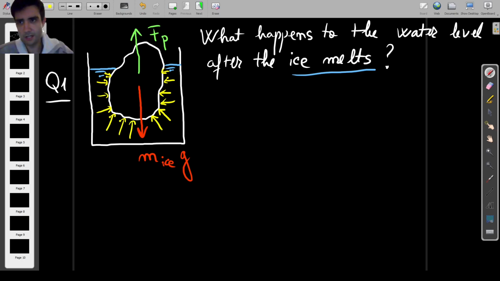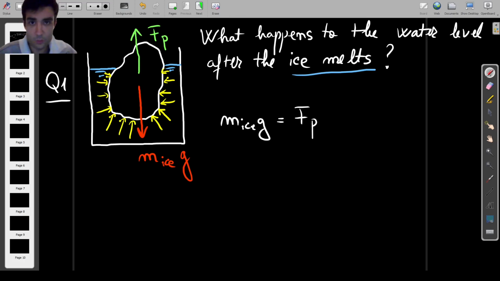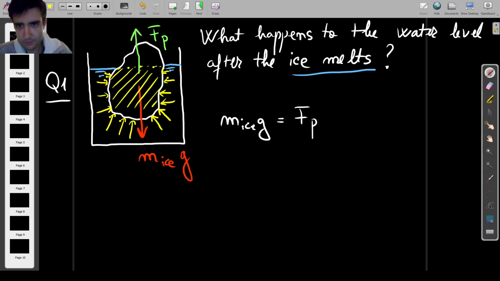And in this case, we're going to have the following. So the weight of the ice is equal to Fp. Okay, but Fp is actually the weight of the displaced water. And what I mean by that is we're looking here at this volume. So the amount or the volume of displaced water is actually equal to the volume of the submerged ice chunk.